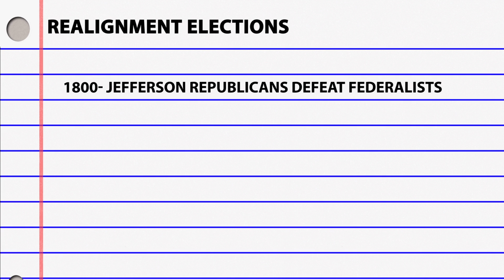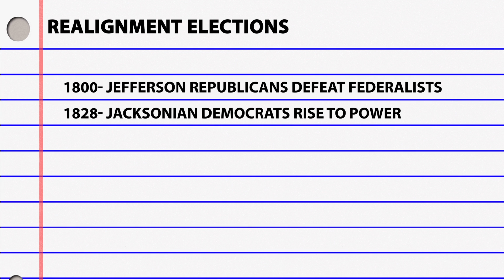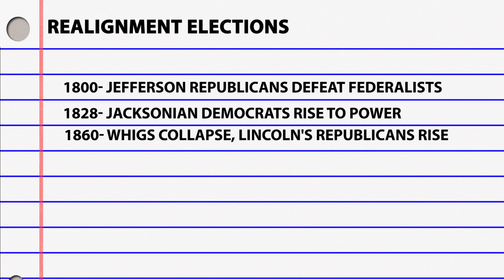In the election of 1800, Jefferson Republicans, also known as Democratic Republicans, were defeated by Federalists. In the election of 1828, Jacksonian Democrats rose to power. In the election of 1860, Whigs collapsed, and Lincoln's Republicans rose to power.